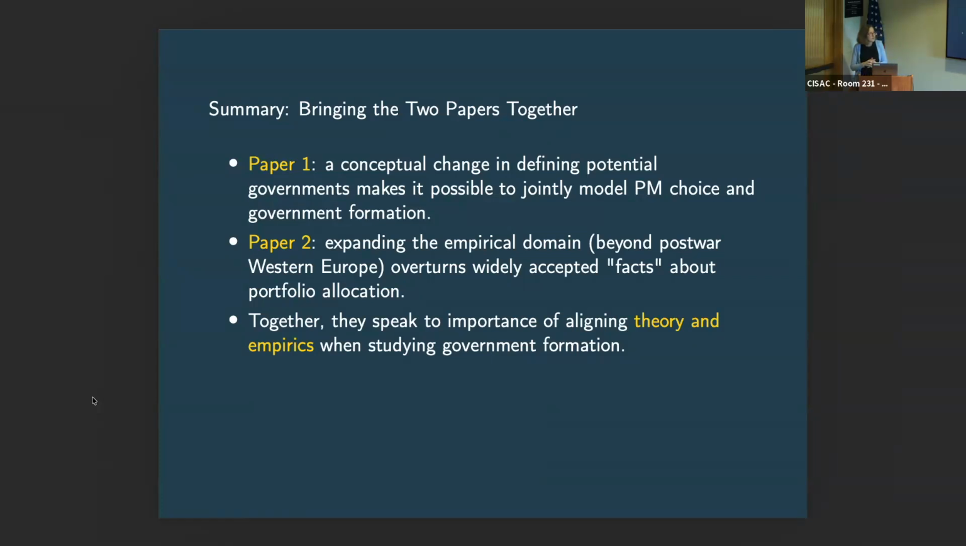Together, I think the papers both speak to the importance of aligning our theory and our empirics more generally when we're studying government formation. I'm hoping that you all will have some feedback and suggestions about where we should go from here as we pursue both papers. As I said, these are both short papers, but they're meant to be first steps in larger projects. So I look forward to your comments.